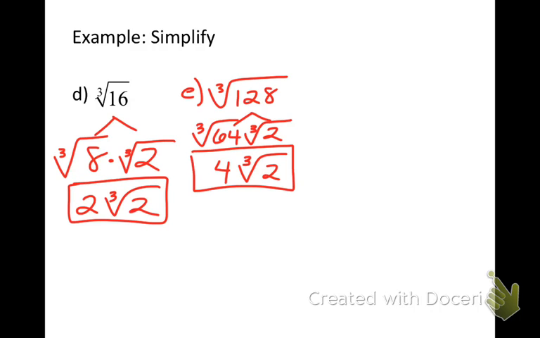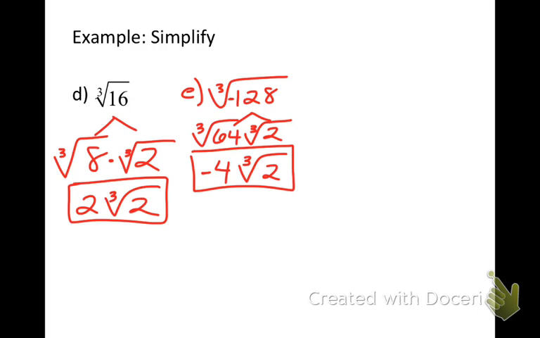What would change in my problem if I threw a negative underneath there with the 128? Where would you connect the negative to? Just put a negative in front of your 4, so it would be negative 4 cube root of 2. Because remember, you can have a negative cube root number.